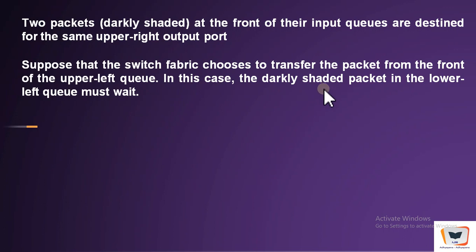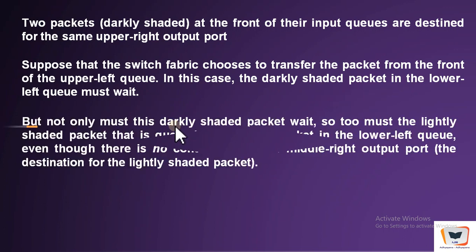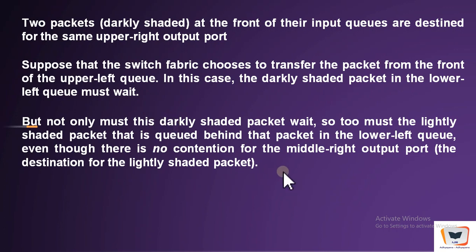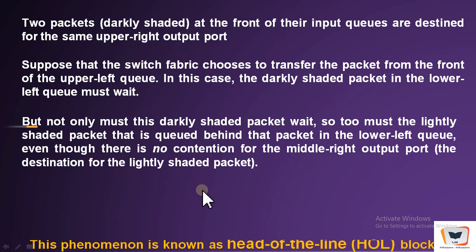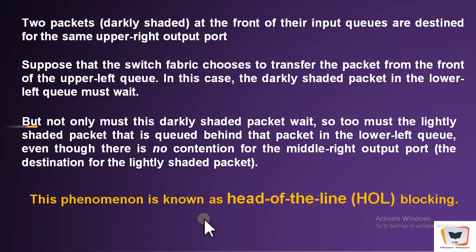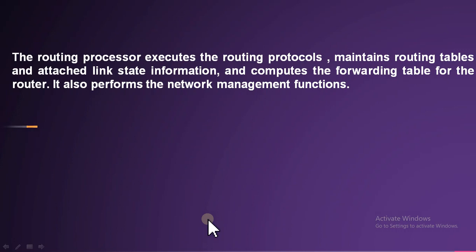Suppose that the switch fabric chooses to transfer the packet from the front of the upper left queue. In this case, the darkly shaded packet in the lower left queue must wait. But not only must this darkly shaded packet wait, so too must the lightly shaded packet that is queued behind that packet in the lower left queue. Even though there is no contention, there is no demand for the middle right output port, that is the central output port, which is the destination of the lightly shaded packet. This phenomenon is known as head of the line blocking.